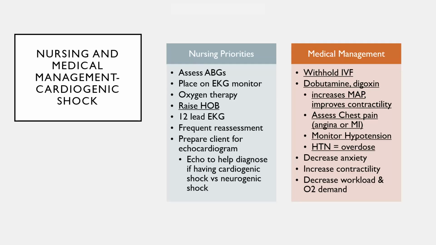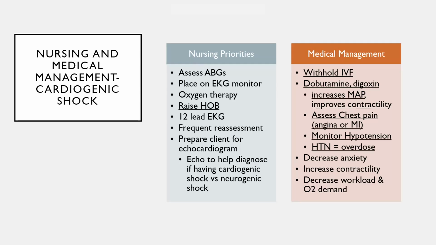Now, our nursing priorities. Assess your ABGs. Put your patient on a telemonitor, EKG monitor. Place them on oxygen. Raise the head of the bed. So with your hypovolemic shock, you're putting them in a Trendelenburg. With cardiogenic, you're raising the head of the bed, making it easier for the heart to get the blood out of the heart.